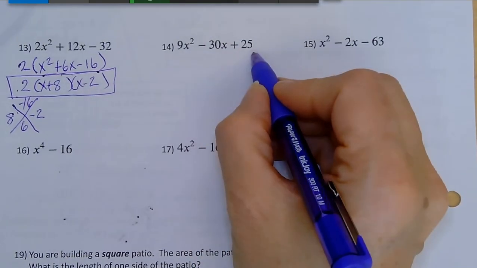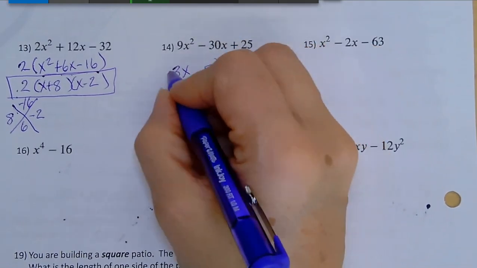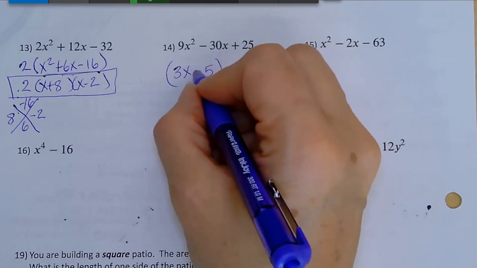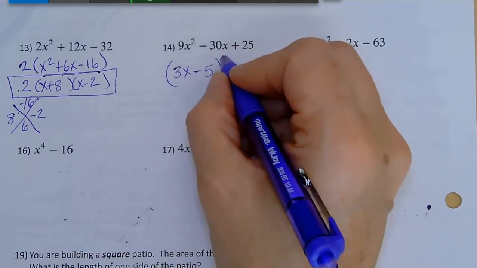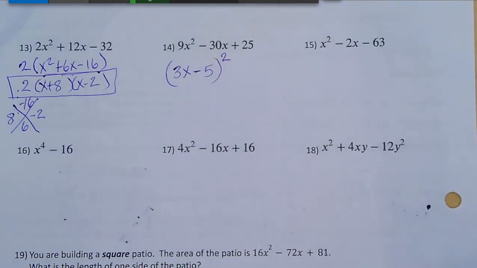Perfect square, perfect square. I'm going to say that's 3x and that's 5. So 3 times 5 is 15, doubled is 30. It's a perfect square trinomial, and so my middle term is subtraction, and so I'm going to have subtraction in my binomial.